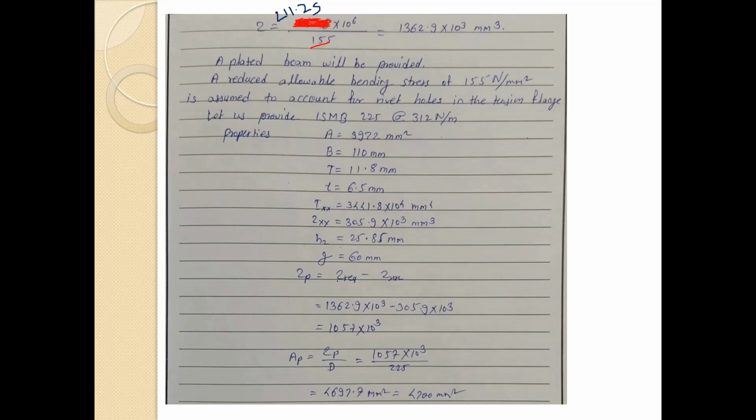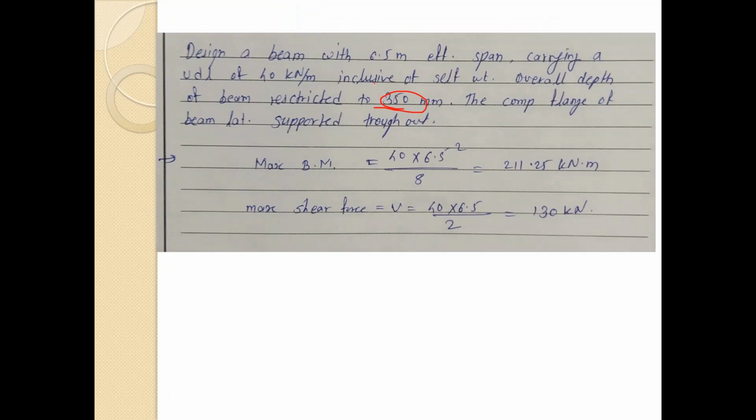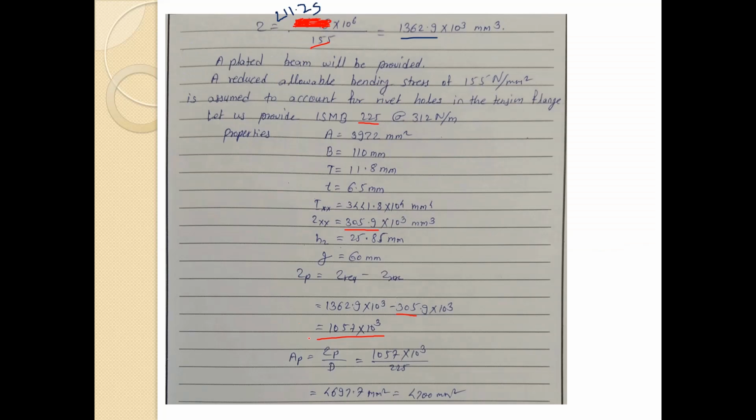So we know that Zp equals Z required minus Zxx. We required Z of 1362, minus what we have provided. Deducting this, we get the required Z for plates, that is 1057 into 10^3. Basically we are choosing this section because we need to keep the depth restricted to 350 mm. So the area of plates equals Zp divided by D.